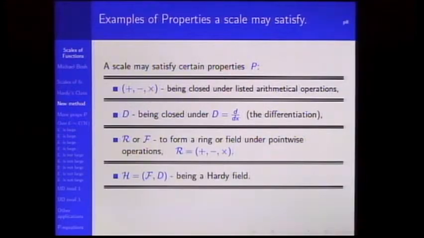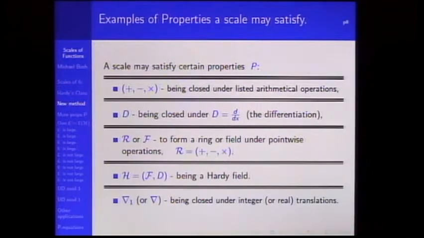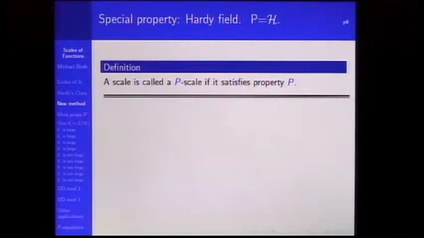But this property of being a field and being closed under differentiation is pretty complicated. It turns out that we don't have a full understanding of what, I haven't defined it yet, an excellent class means. So let me do it first, and then we will talk. It could be the property of being closed under all translations, or only integer translations. One can imagine many other properties. So here I want to define the class of excellent functions given a property P. Given a property P, I will say P scale as a shortcut for a scale which satisfies property P.